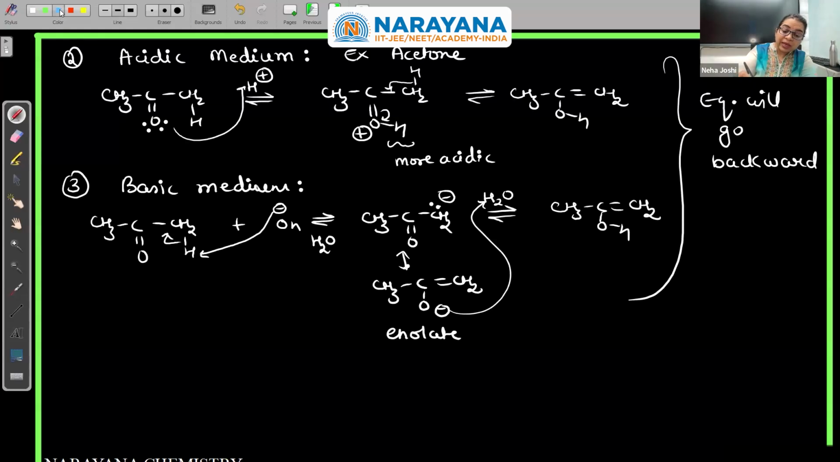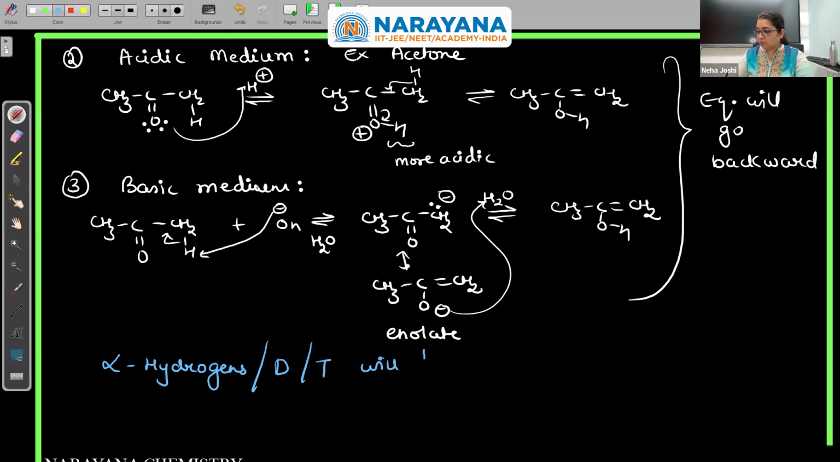But here we assumed that alpha hydrogens, and when I say alpha hydrogen, it could be deuterium, it could be tritium, are a must for a molecule to show tautomerism.